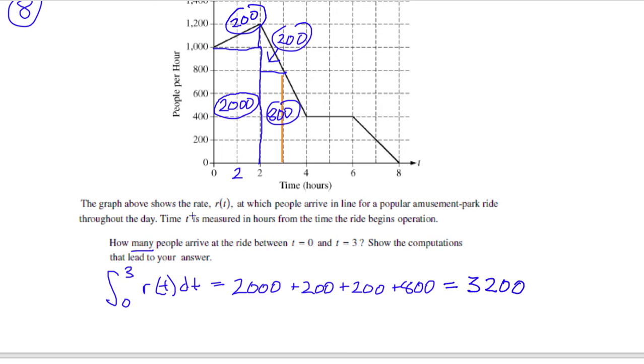3,200 what? It shows the rate at which people arrive throughout the day. So it's people per hour or something like that. So get rid of the hours and you're just left with people. It also tells you that in the question, doesn't it? How many people? That's our units.